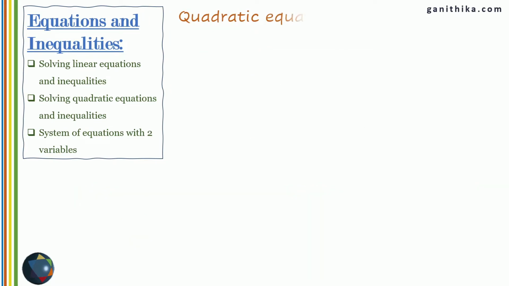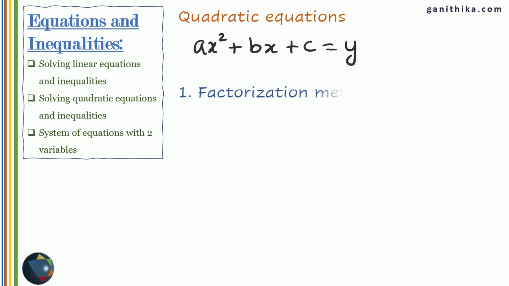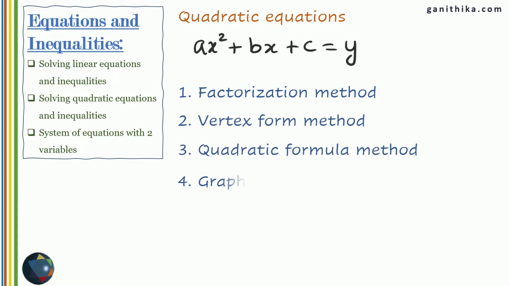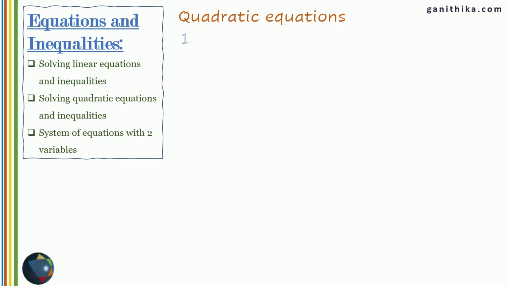Next is quadratic equations. Any quadratic equation would look like this. You have 4 methods for solving quadratic equations: factorization method, vertex form method, quadratic formula method, and graphical method. We'll be doing one by one quickly. You must have learned this in previous years, and you don't have to panic if you have not learned it. You'll be learning more about this in DP classes as well. But we'll have a quick look on each of the methods here.